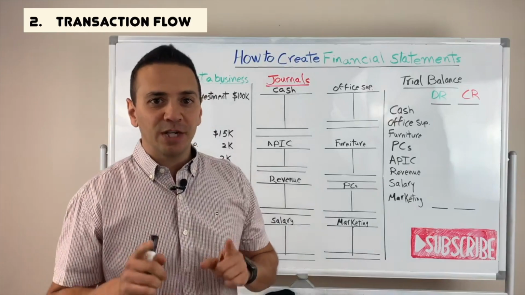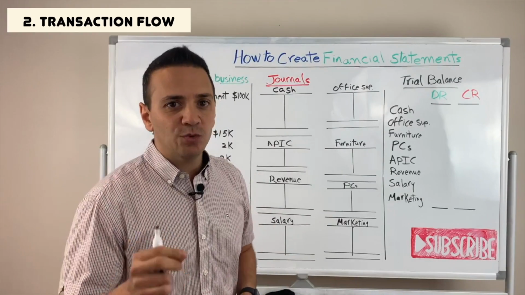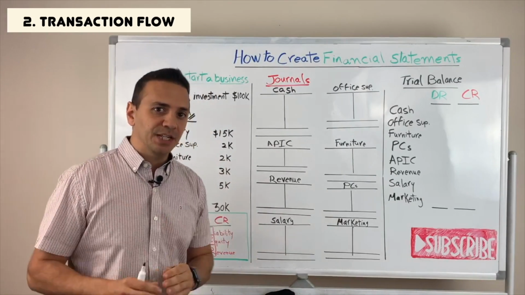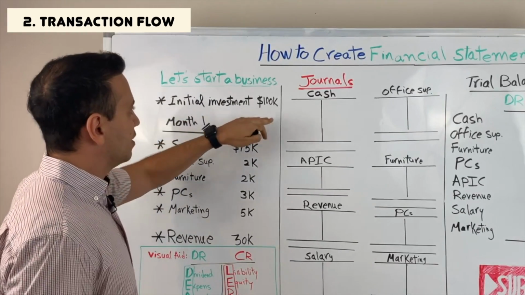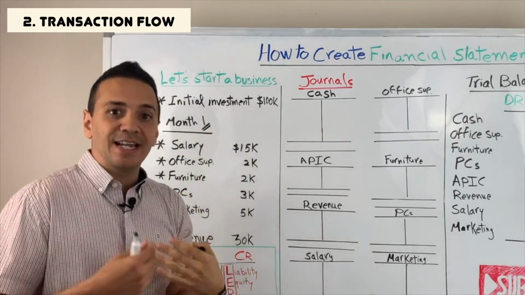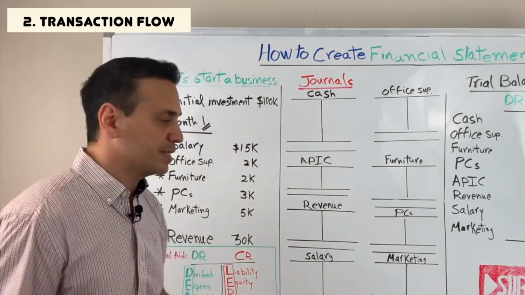Hey guys, in today's video, I'm going to show you how to create financial statements from scratch. Alright, so let's look at what kind of transactions are happening at the beginning of a business. So at the start of the business, you are investing $100,000 into the business as equity. So this is your equity, the initial investment that you're putting into the business.